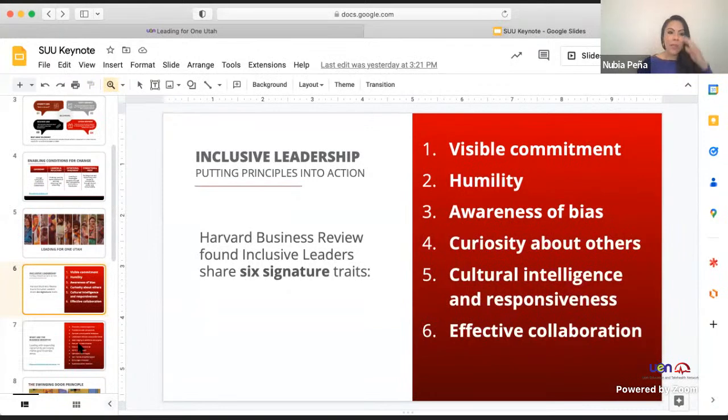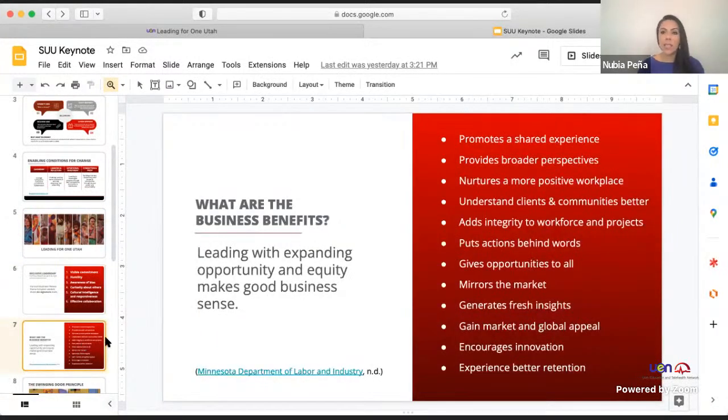Something else I wanted to share is that there is so much research that has consistently shown the benefits of leading with equity, diversity, inclusion, and accessibility, of being inclusive leaders. Leading with expanding opportunity and equity is good business sense. It promotes a shared experience and broader perspective, and nurtures a more positive workplace. We have understanding with clients and communities at an improved rate. It adds integrity to workforce and projects. We put actions behind our words.